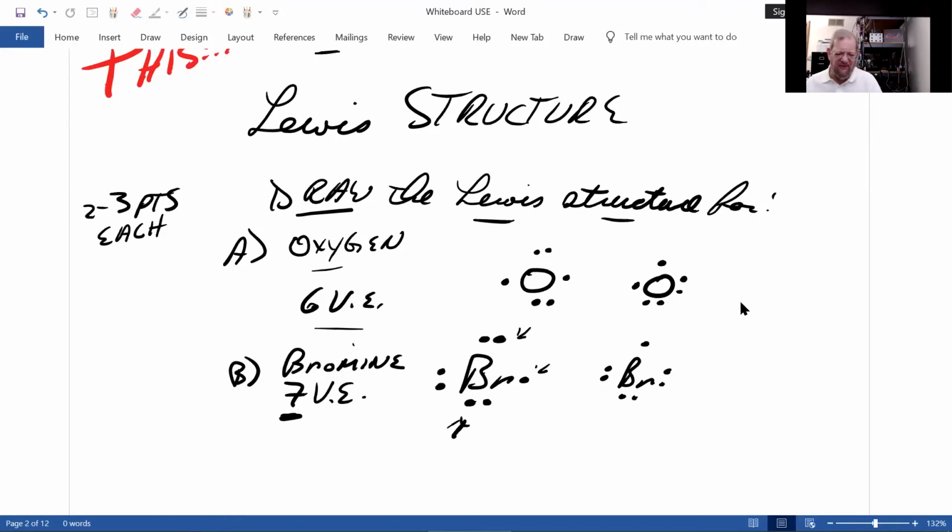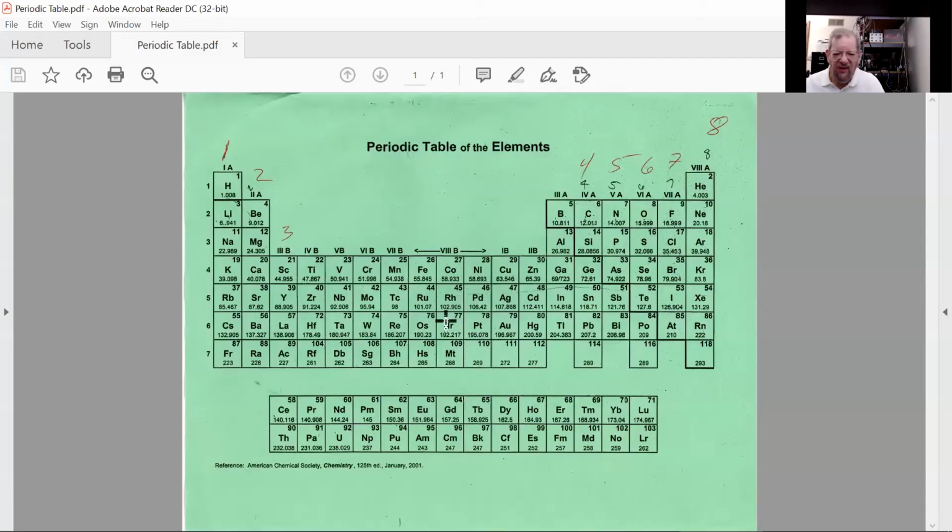Oh, let's do one more. Let's pick a good one. Why don't you do the Lewis structure for nitrogen? Draw the Lewis structure for nitrogen. And the first thing you need to know is how many valence electrons nitrogen has. I'll give you 10 seconds to figure that out.